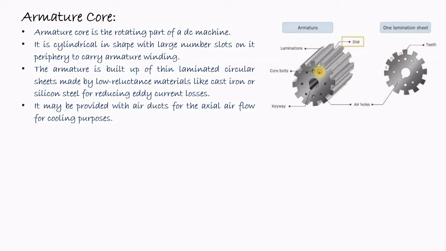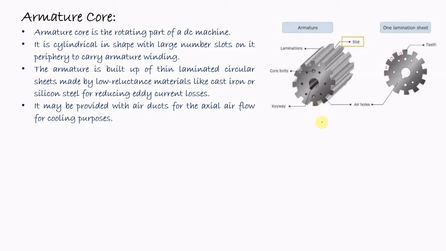There may be a number of holes on the armature core. This is just to pass the airflow, because during the running operation there will be lots of energy loss and heat will be produced. So to dissipate the heat, there are holes where the air can flow. So it is basically for cooling purposes.